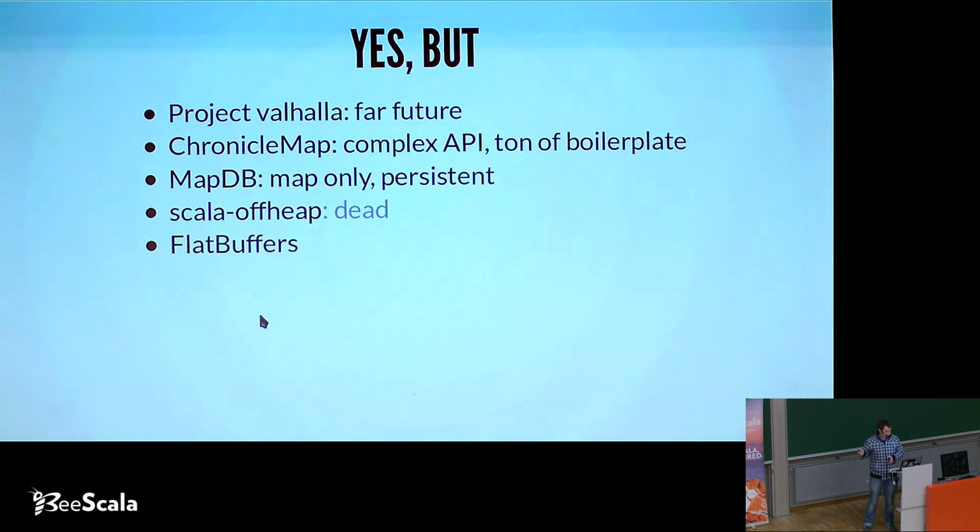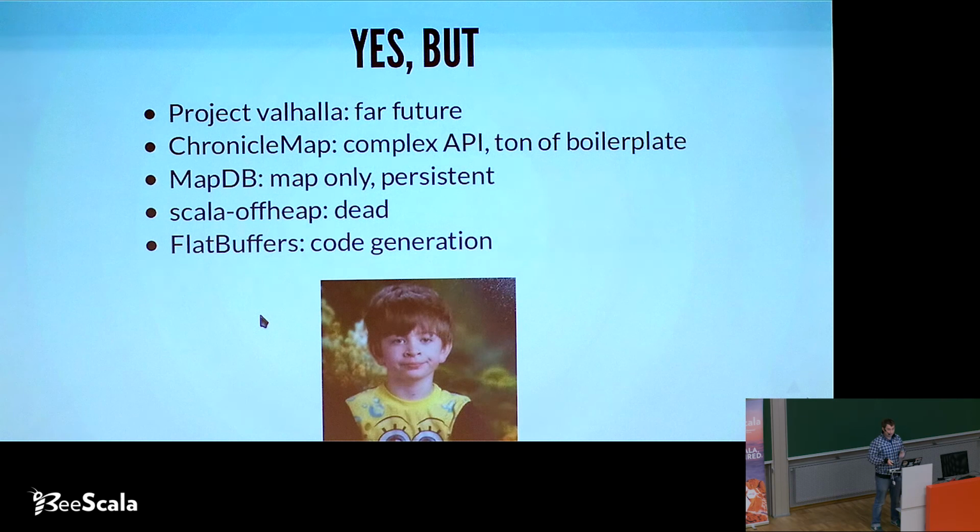The Scala off-heap library is dead, but it was very promising a couple of years ago. And Google FlatBuffers is code generation and a completely different API. But it's solving the problem, but you need to rewrite half of your application to use it. And that's also very disappointing.